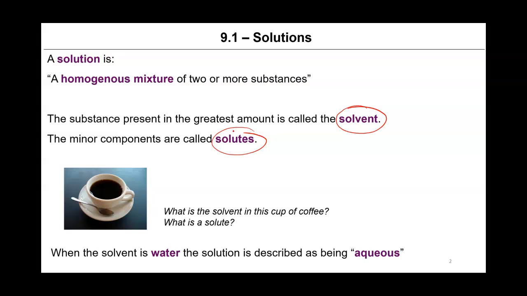So if you're thinking about a cup of coffee, you probably could recognize pretty quickly that the solvent would be water. And then examples of solutes would be things like caffeine, perhaps some sweetener, the tannins, which are compounds that give tea and coffee its characteristic brown color.